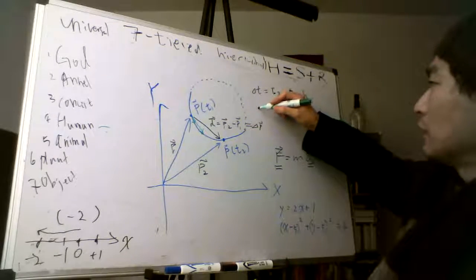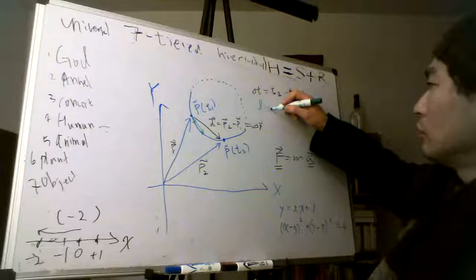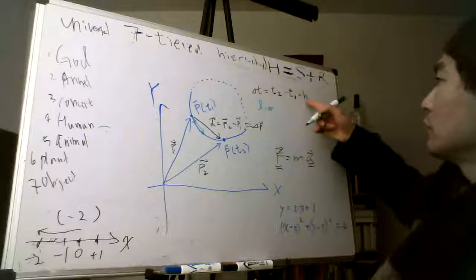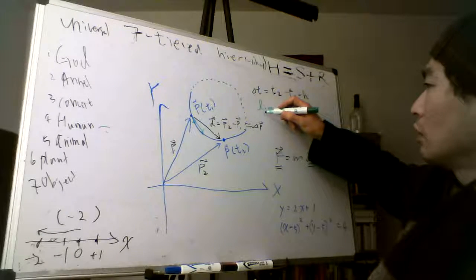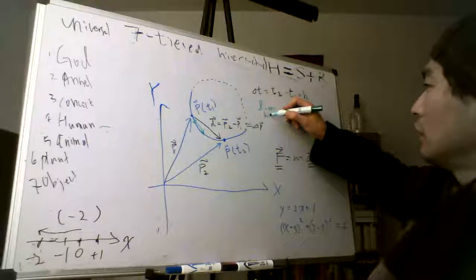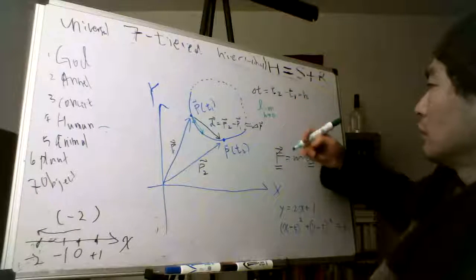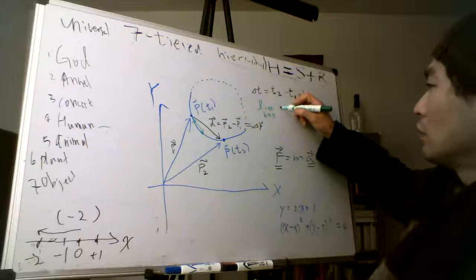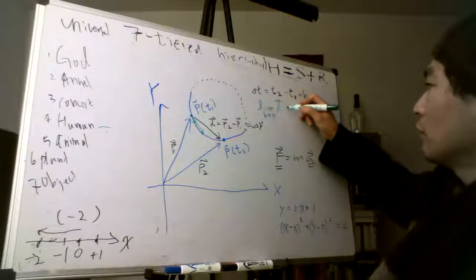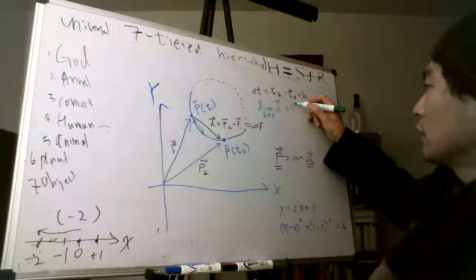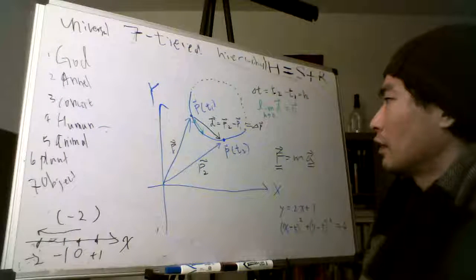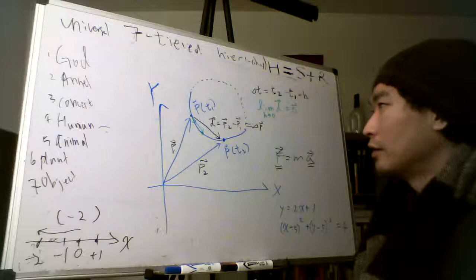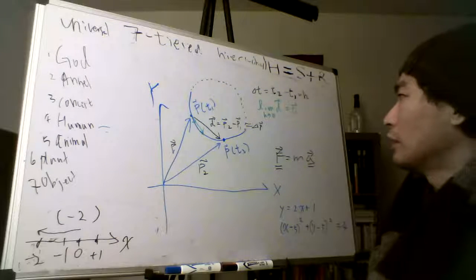That's the concept of limit, where this h, which is delta t, goes to 0, and the displacement vector becomes the 0 vector, okay. Yeah, we know that.